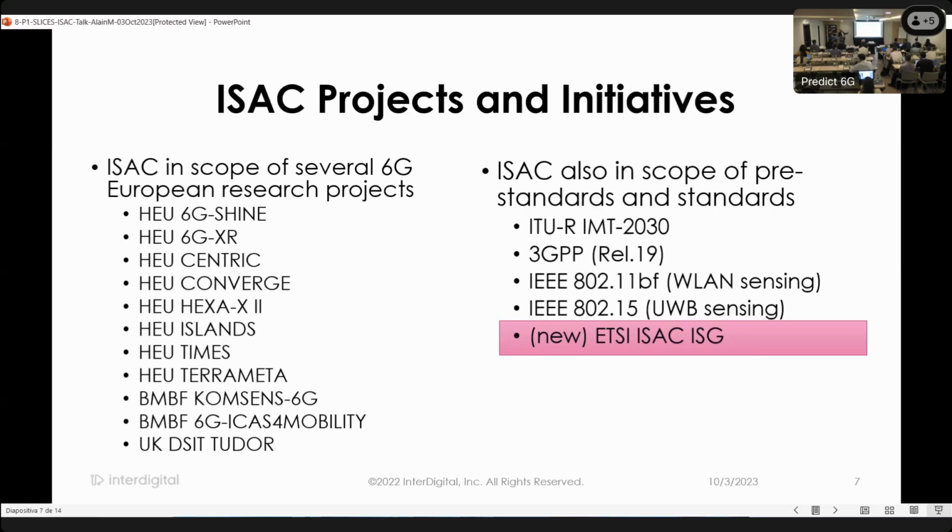Also in IEEE and WLAN, there has already been some work on WLAN sensing. How do I do sensing with the WLAN protocol? But not only in WLAN, also in ultra-wideband, 802.15.